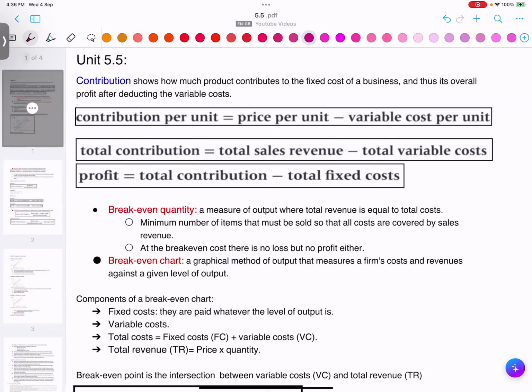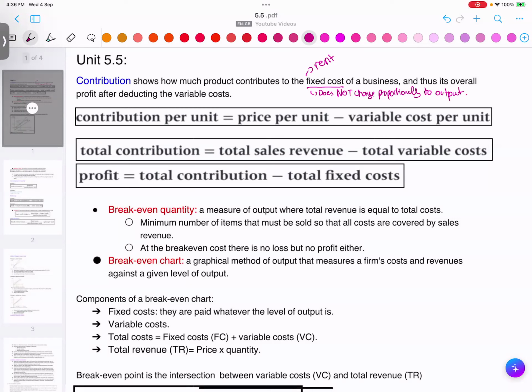Contribution shows how much a product contributes to the fixed cost of a business. Here we have a key term in the IB Business Management syllabus, which is fixed cost. What is fixed cost? Fixed cost is a cost that does not change proportionally to output. An example of fixed cost is rent. It does not change depending on how much you produce. Whether you produce 10 units or 100 units, you're still going to pay your rent no matter what, right? And thus its overall profit after deducting the variable costs.